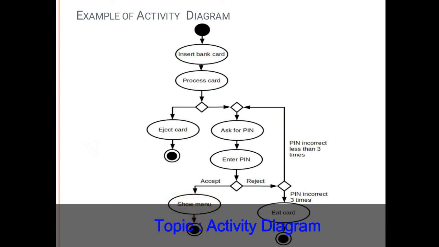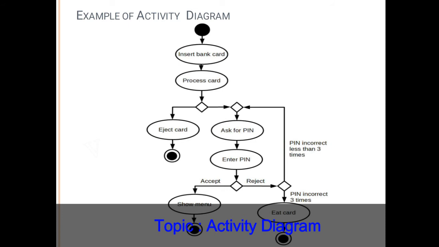And if the entered pin number is incorrect, then reject, and then pin entry up to 3 times. If your pin number is incorrect 3 times, then eject your card. And if your pin is incorrect fewer than 3 times, then once again ask, and again enter your pin number. So this is our activity diagram for the bank ATM system. So this is the example of an activity diagram.